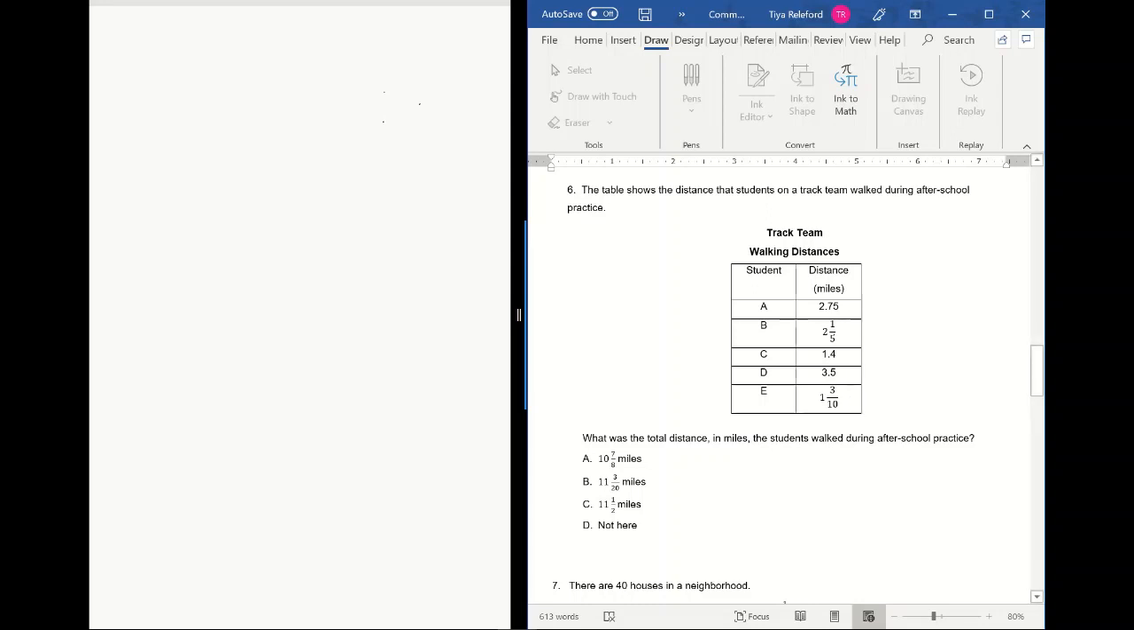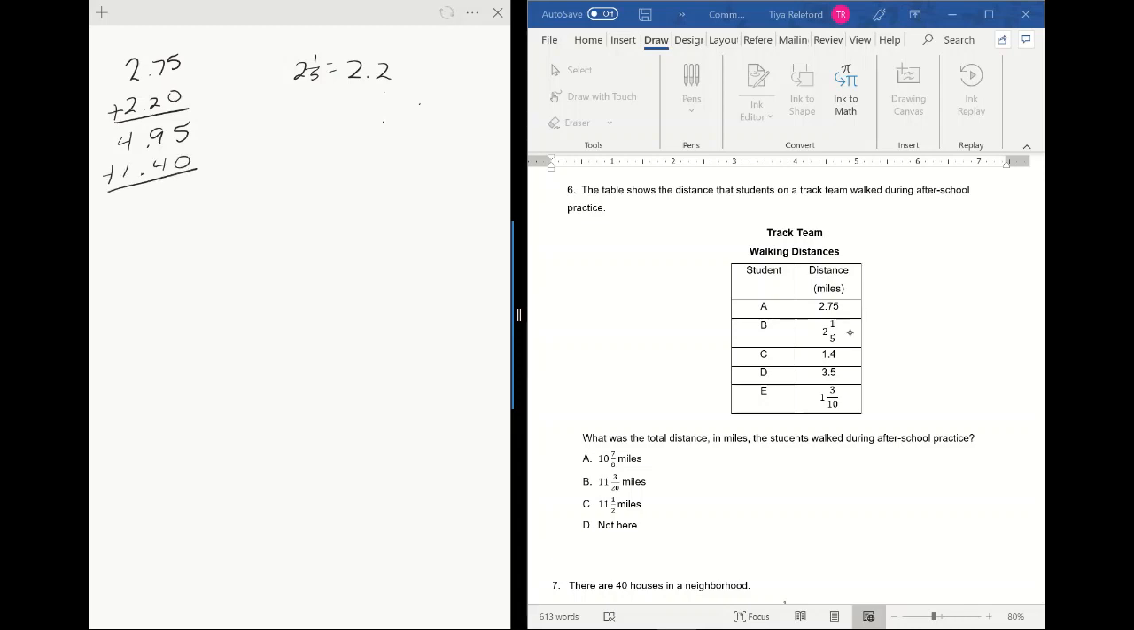2.75, and 2 1/5 is the same thing as 2.2. You know this because we are memorizing those in our Fraction Friday. And I know that 1 3/10 is the same as 1.3.